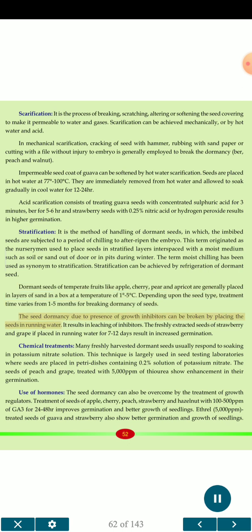The seed dormancy due to presence of growth inhibitors can be broken by placing the seeds in running water. It results in leaching of inhibitors. The freshly extracted seeds of strawberry and grape, if placed in running water for 7 to 12 days, result in increased germination. Chemical treatments. Many freshly harvested dormant seeds usually respond to soaking in potassium nitrate solution.